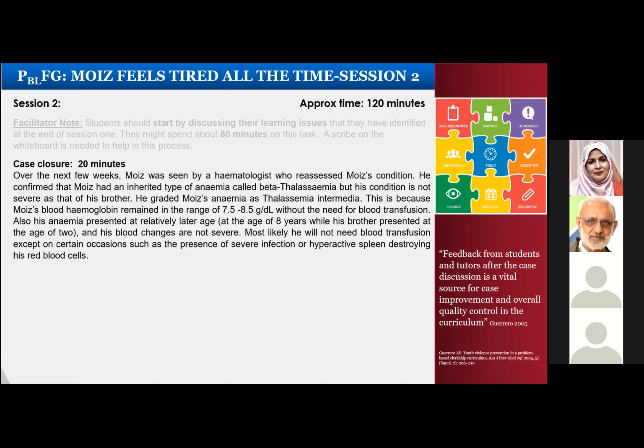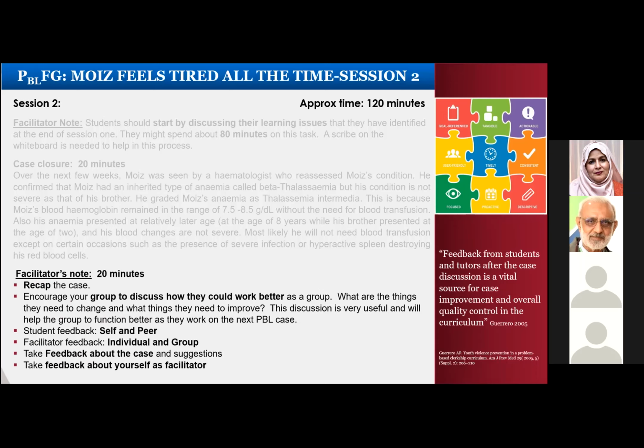Sometimes in the case closure, some learning issues might arise, but this is now up to the students to find those learning issues. So all the good students will go and find out about that information. But technically the case has stopped at the learning issues at the end of the first session. The facilitator note again, for the last 20 minutes, you have to recap the case, encourage your group to discuss how they could work better as a group, get the feedback, students' feedback, self and peers, facilitator feedback, individual and group, take feedback about the case and suggestions, take feedback about yourself as a facilitator as well.